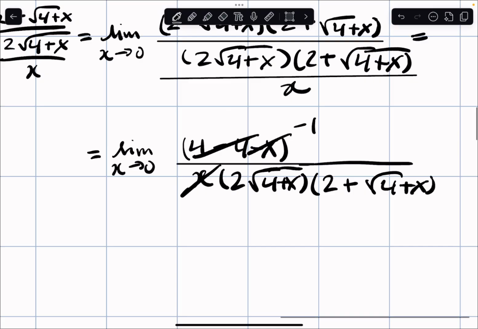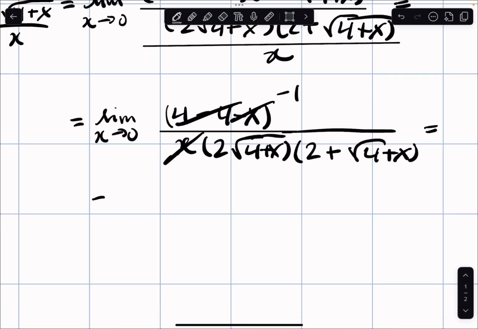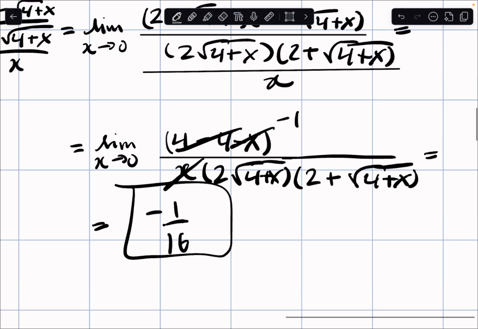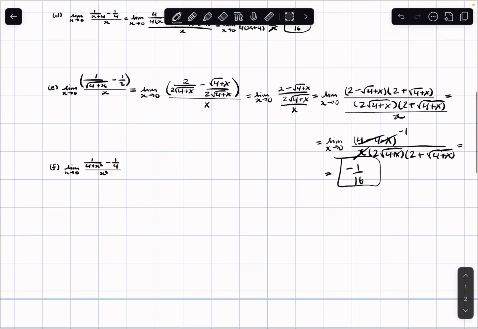Then we'll plug 0 in, and then 2 times the square root of 4, which is 4. And then 2 plus the square root of 4 plus 0, which is also 4. So it's going to be negative 1/16. Just like the previous answer.